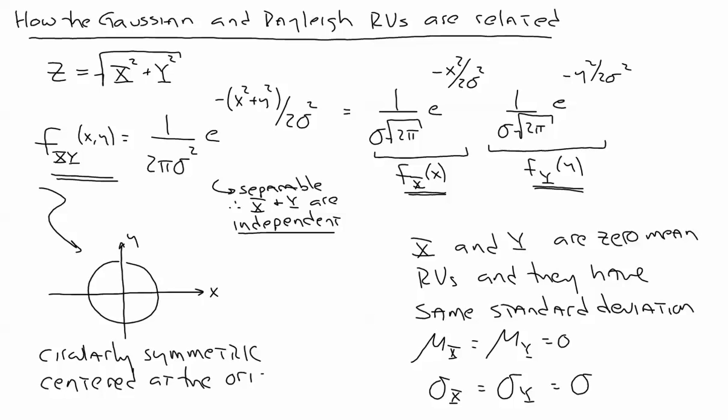All right, so first thing in looking at how the Gaussian and Rayleigh random variables are related, we've got two statistically independent random variables, x and y. They both have zero mean, and they have common standard deviation. First thing. All right?